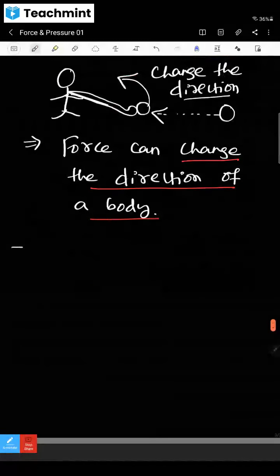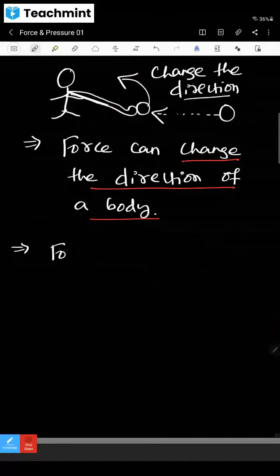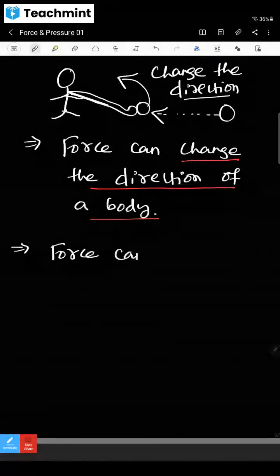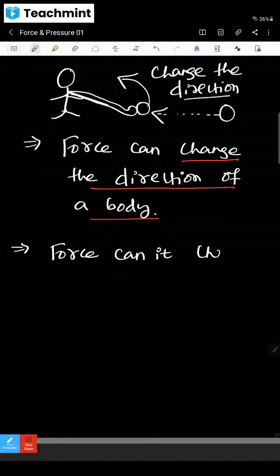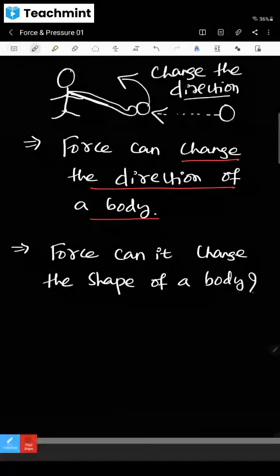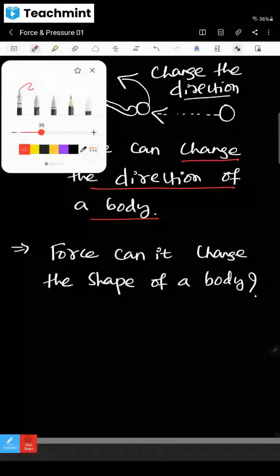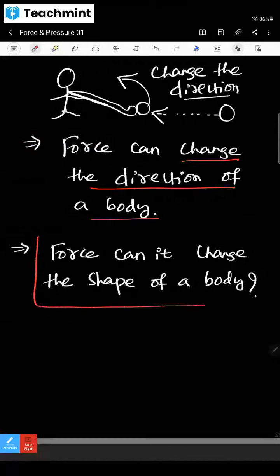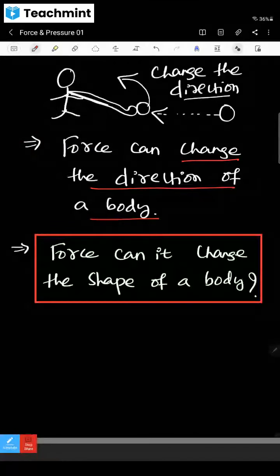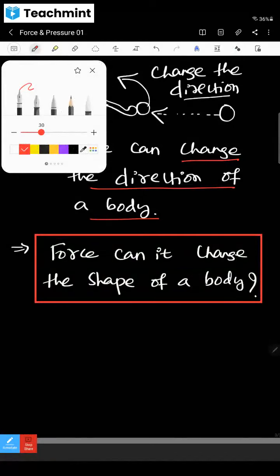Now force, can it change the shape? Can it change the shape of a body? Just think over it, whether it is able to change the shape of a body or not. Just tell me. Yes, sir.